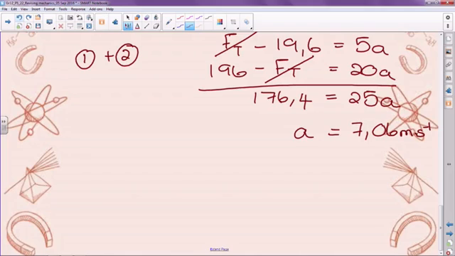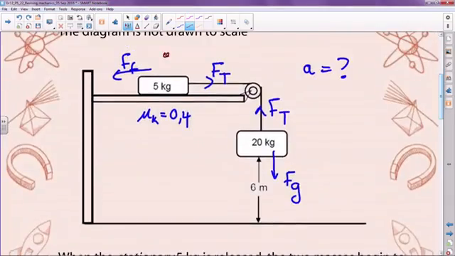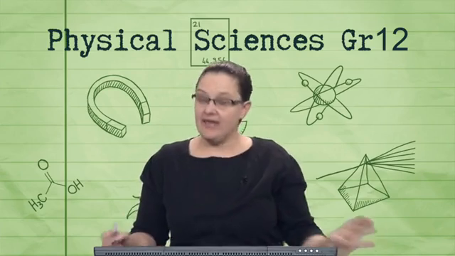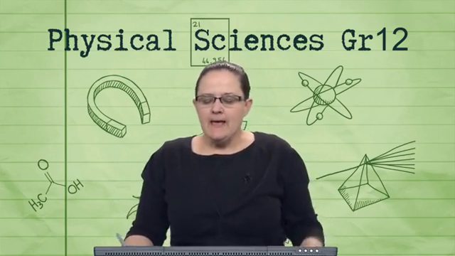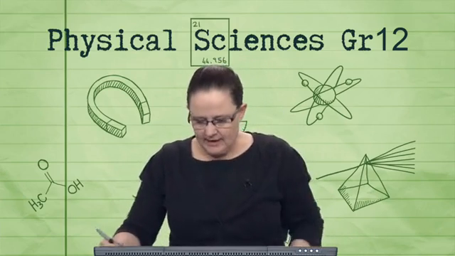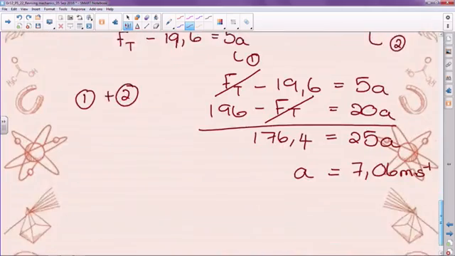Now, I look at that number and go, it's quite high. It's quite a high acceleration. But when you go back to the diagram, this 5 kilogram is fairly light in comparison to the 20. So Ft is not going to be very big. So don't stress about it. If I'd got an answer here of greater than 9,8, then I know I've got a problem. But at the moment, we're okay. These questions always, what do we do? Do a free body diagram, set up the two equations, and then solve for a.